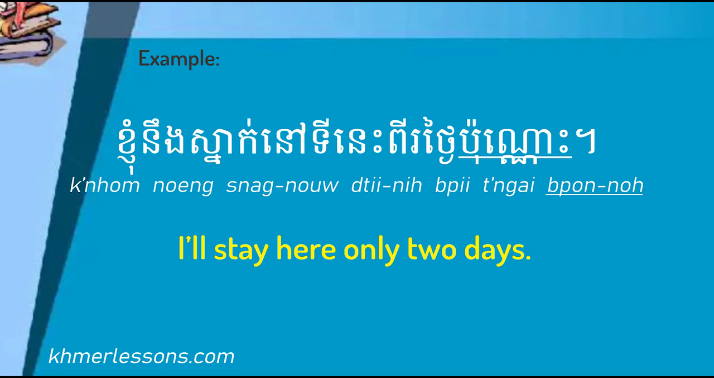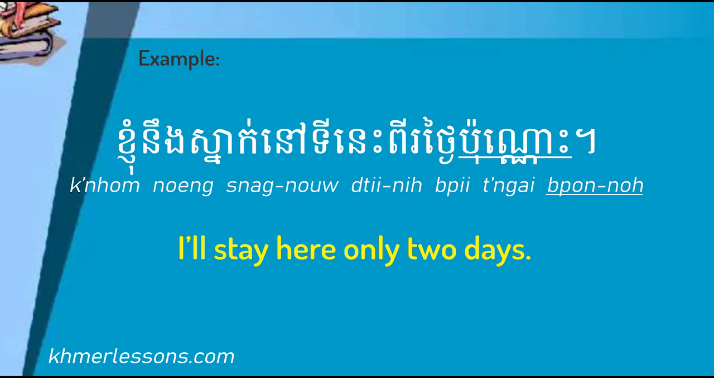Okay, next one. I will stay here only 2 days. And in Khmer we say I will stay here 2 days only. Khnyom nang snak nơi ti ni pi thangai pon no. You see? So snak nơi is the verb to stay. And ti ni is here. Pi thangai is 2 days.